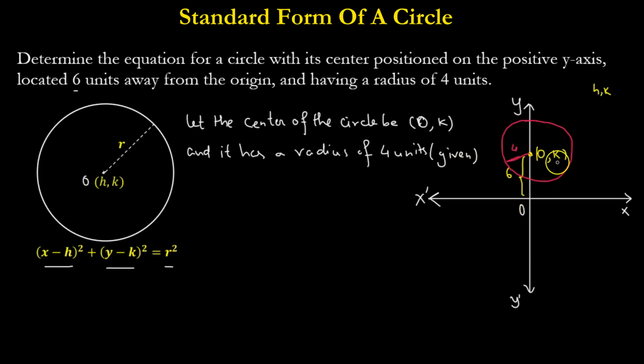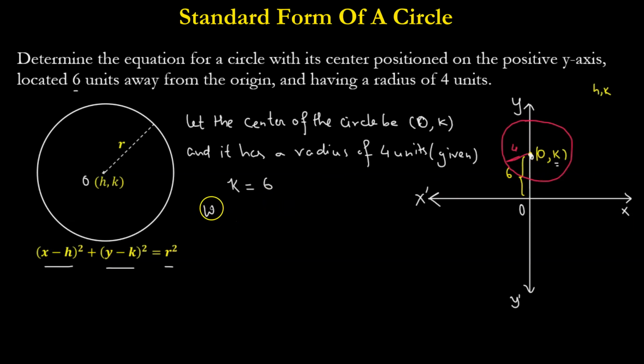Now can you find out the value of this constant k? So here the value of k is going to be actually 6. That's because the center is 6 units above the origin O. So that's the distance of this particular center, which is nothing but the y coordinate. So our k value is 6.